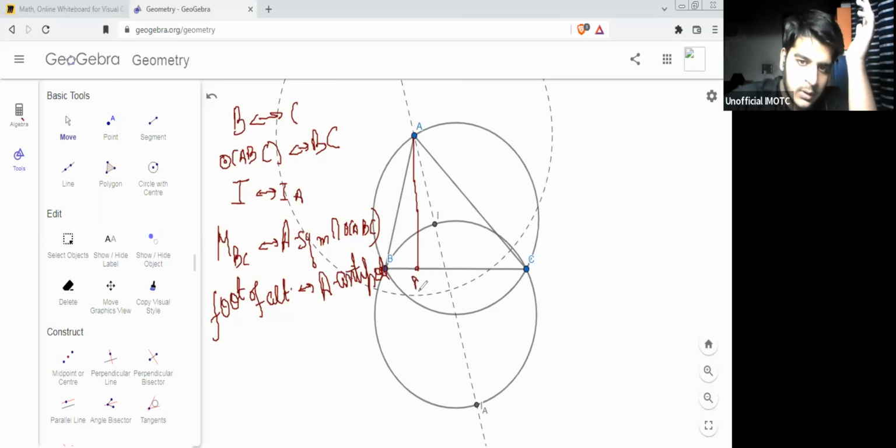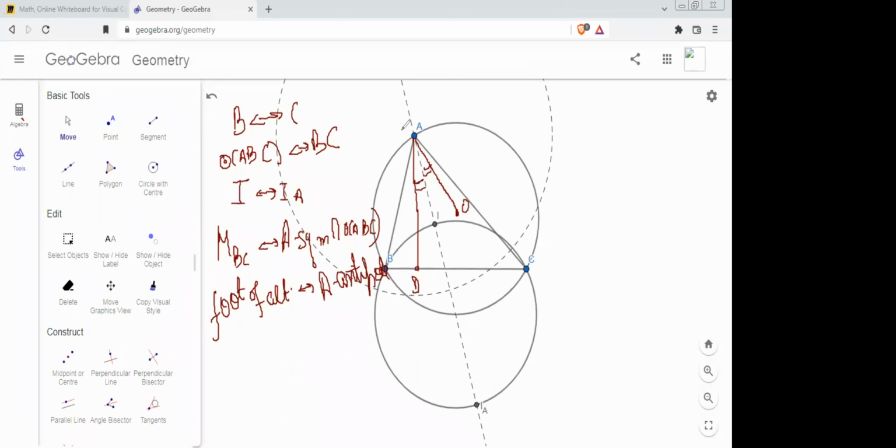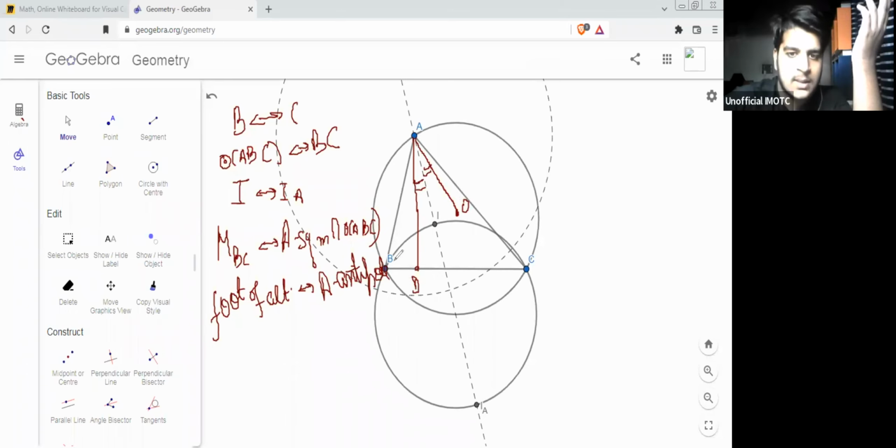See, we know that this line is isogonal to the radius, right? So AD will go to line AO, and since D lies on BC, it will go to this. So A antipode.